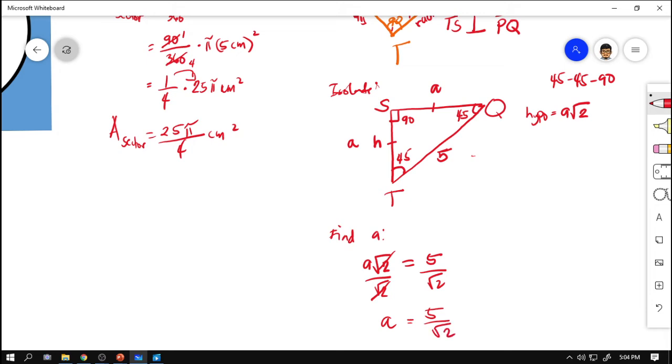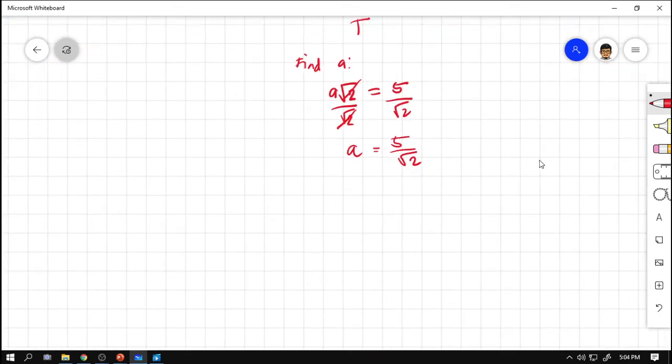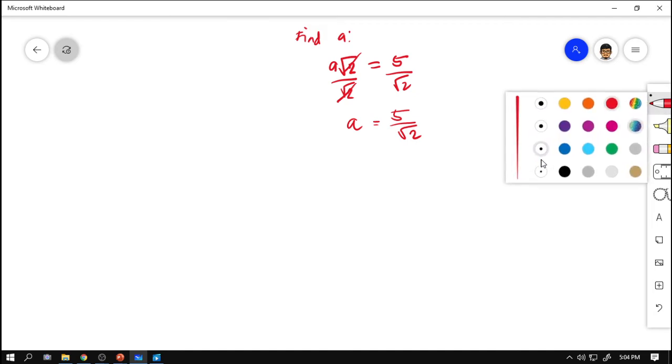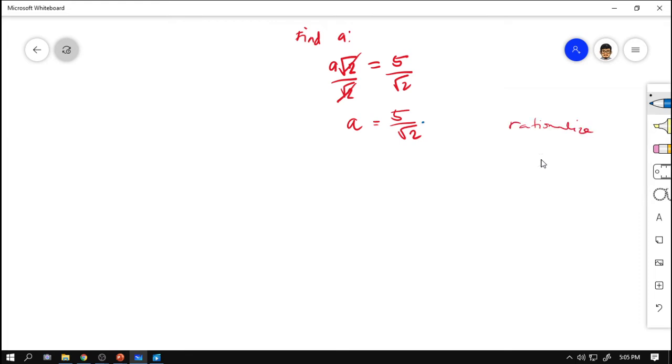Now, remember, kapag meron kang ganitong form ng fraction, this is illegal. Bakit siya illegal? Kasi meron ka pang radical sa baba. So, you have to rationalize the denominator para maging legal na siya. Okay? Paano tayo mag-rationalize? By multiplying it by square root of 2. Okay?